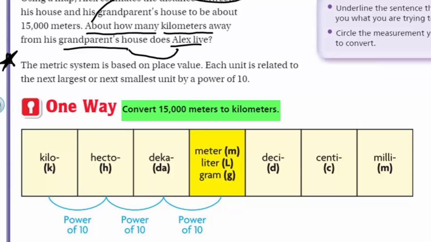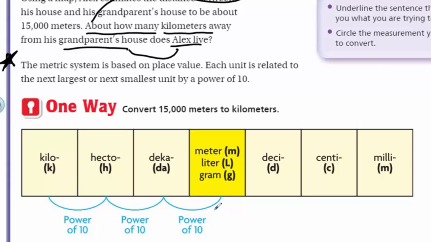It says one way is to convert 15,000 meters to kilometers. Before we start into all of this, I think I need to explain a little bit about these units in the table. I'm sure some of you are looking at this and wondering, is this a foreign language? It looks really weird. It looks different.